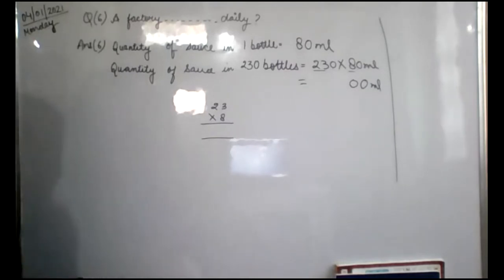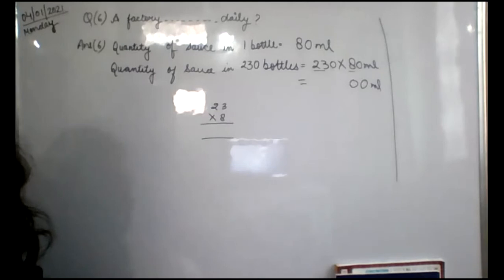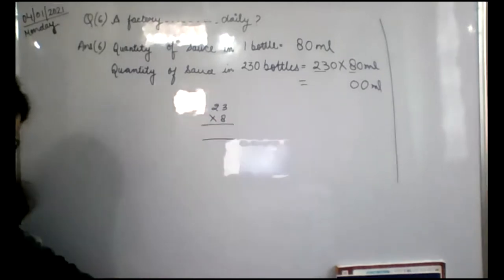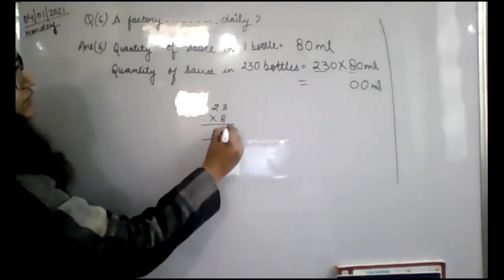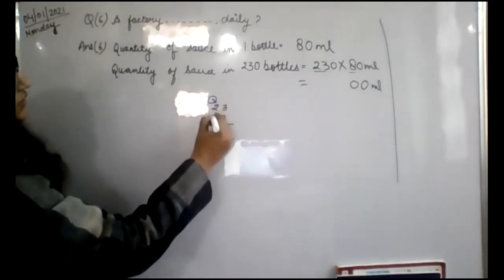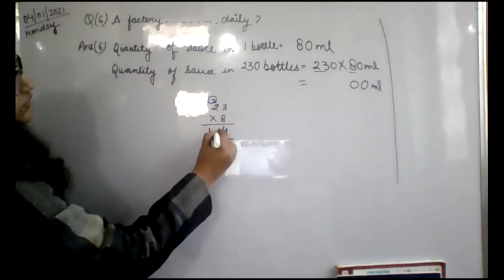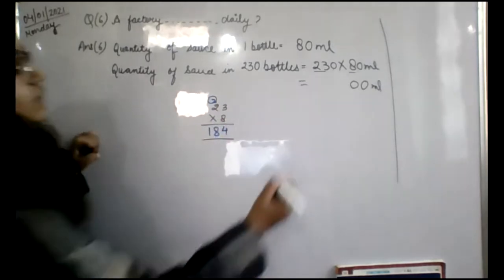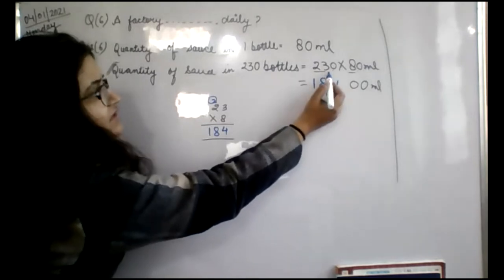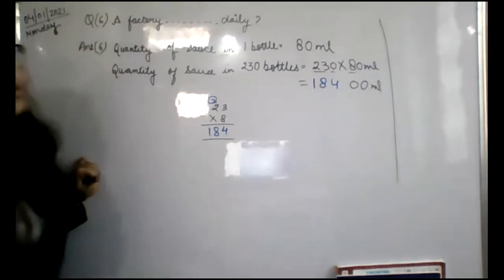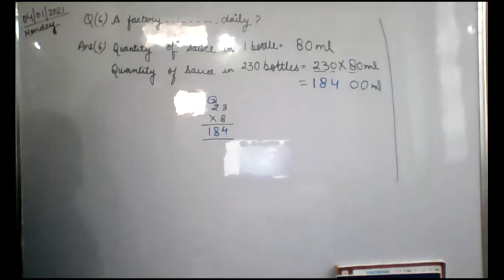Do this. Quantity of sauce in 1 bottle, quantity of sauce in this many bottles. What is the answer coming? 184. Okay, 3 eights are 24. 2 here, 8 twos are 16 plus 2, 18. So the answer will be 18400 ml. Why the zeros? This 0 and this 0. 18400 ml. Now, the question is asking how many liters.